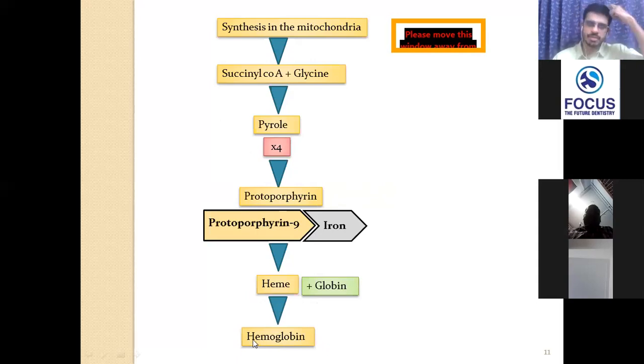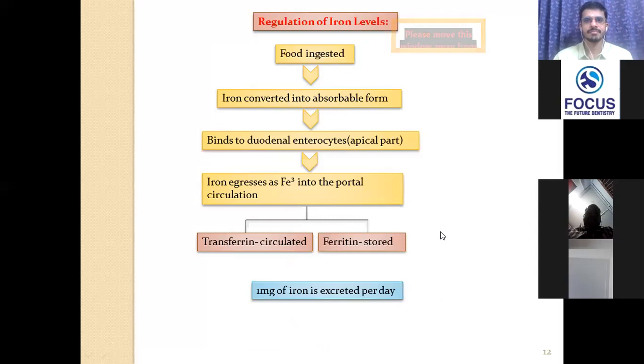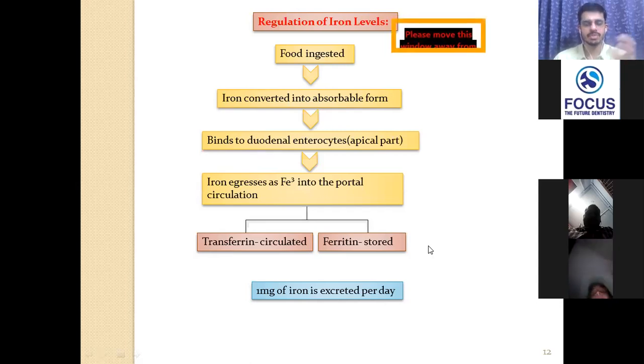So here you have to remember it is protoporphyrin 9 which combines with iron to give rise to heme, which combines with globin to give rise to hemoglobin. Now here you should also remember that iron forms an important part in hemoglobin. Iron in normal hemoglobin usually exists in a ferrous state, and this allows easy uptake of oxygen.